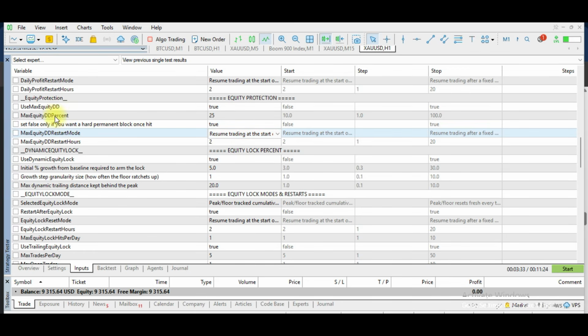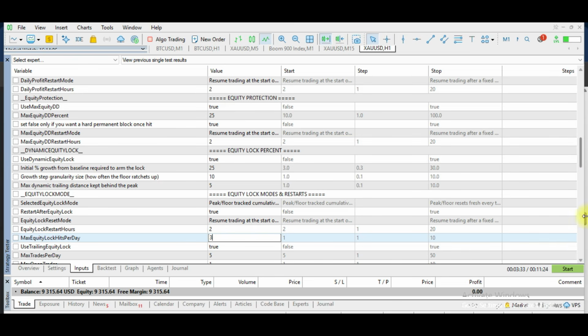This is use max equity, did I put 25 there? Then this one here, Equitylock percent. Let me just put 25% here, and put this one 10. I'll put this one 5. And put this one 5. So then, how will they pick up immediately? Okay, by next day. Let's leave it by next day, and it will be hitting like, let's say, 3 times in a day.